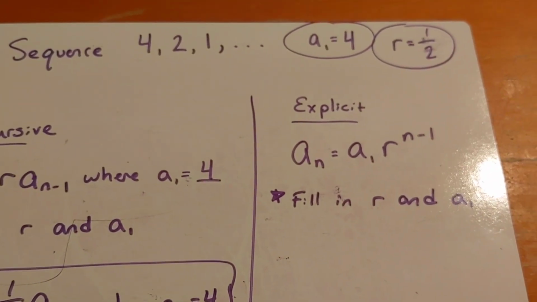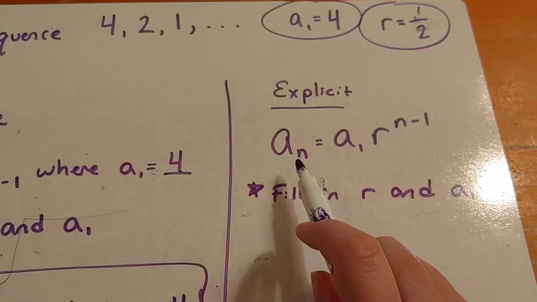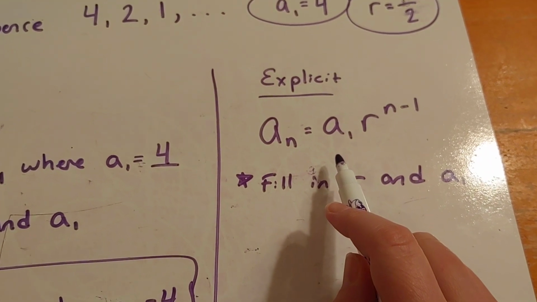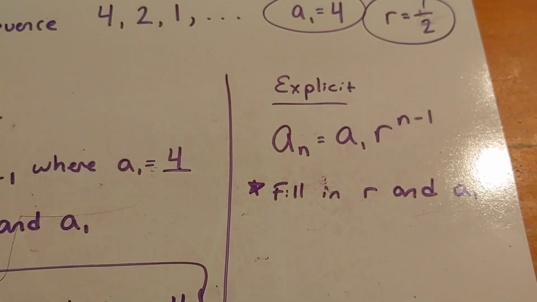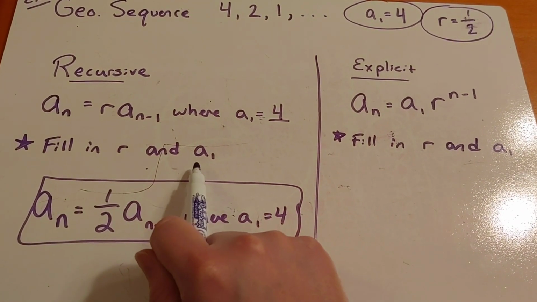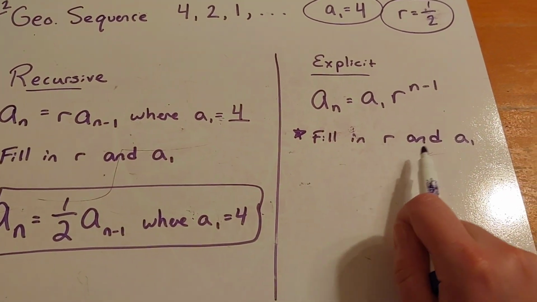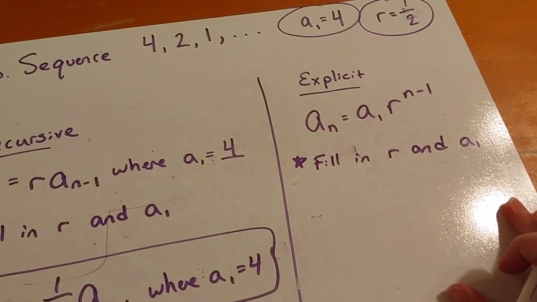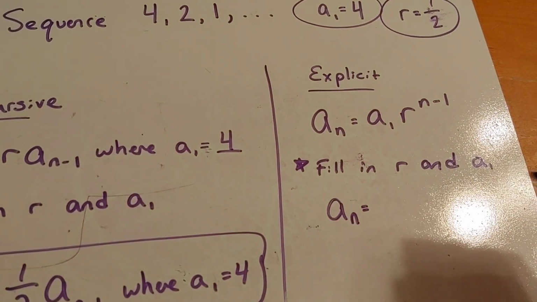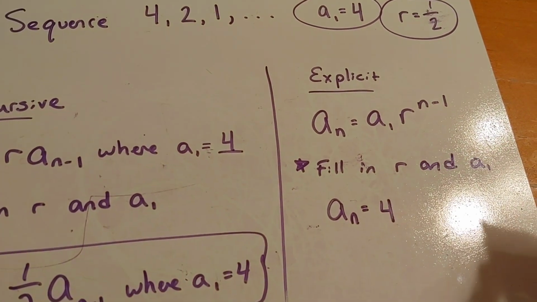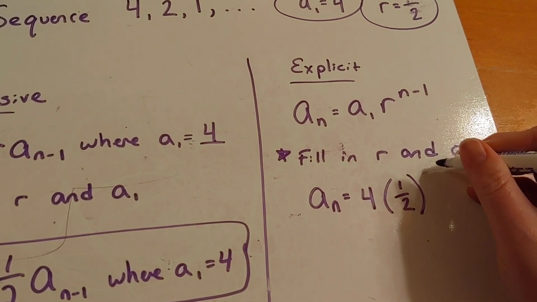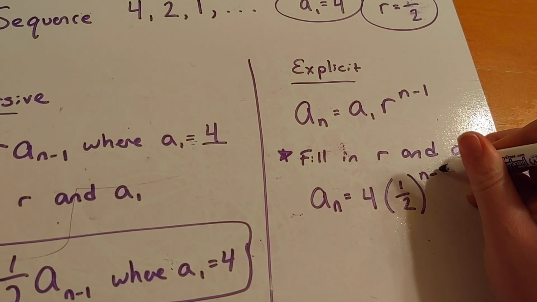All right, let's do explicit. To find the explicit formula, I went ahead and got this formula right from the book. It's the explicit formula for geometric sequences, and this is the one where you know the first term. Now, just like in my recursive formula, I'm going to fill in my r and my first term. Okay, so let's go ahead and do that. All right, so I have a sub n equals a sub 1, which is 4, times r, which is 1/2, to the power of n minus 1.